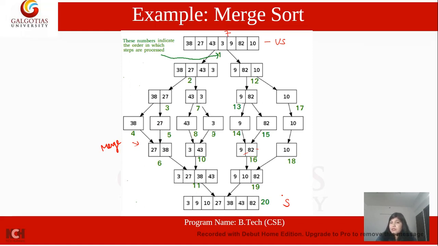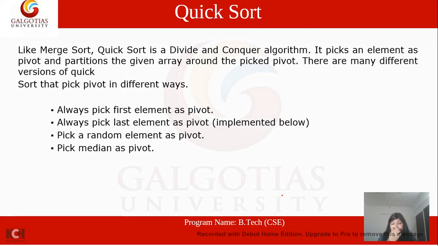Let us move ahead to the last topic of today's video lecture, that is quick sort. Like merge sort, quick sort is a divide and conquer algorithm. So what we have seen is that merge sort and quick sort are based on divide and conquer. So this question can be asked: what are the examples of divide and conquer technique sorting algorithms? So you can directly say that it is merge sort and quick sort.